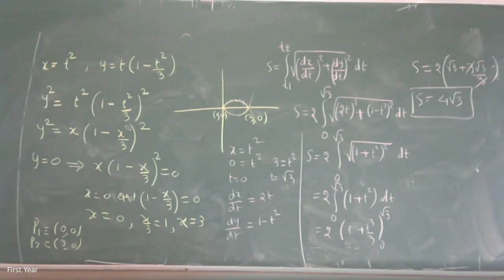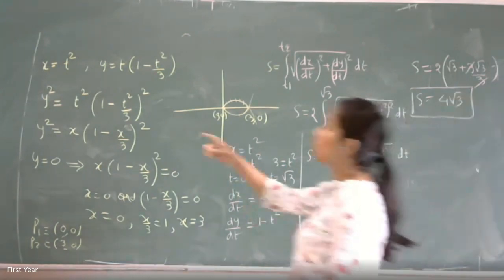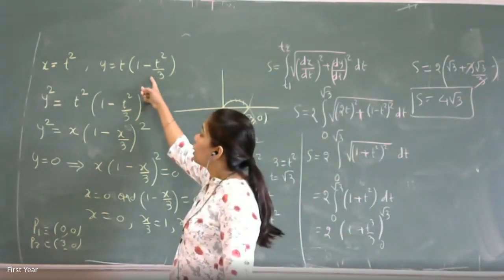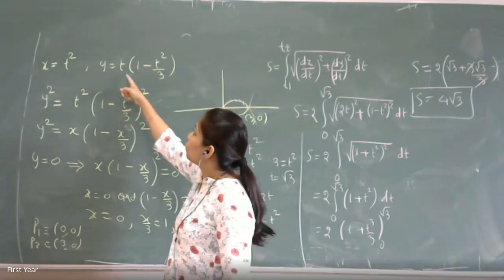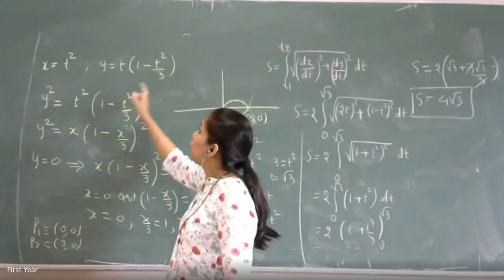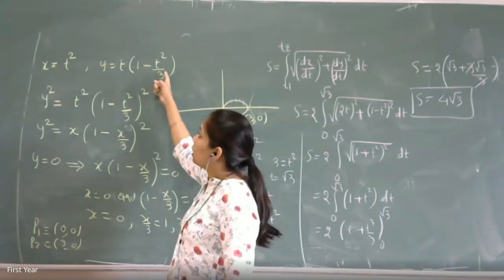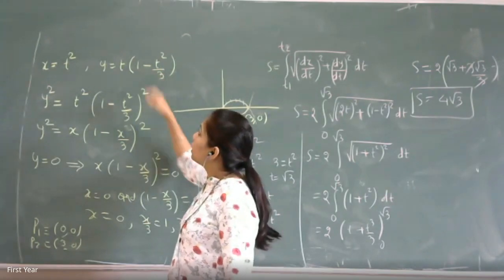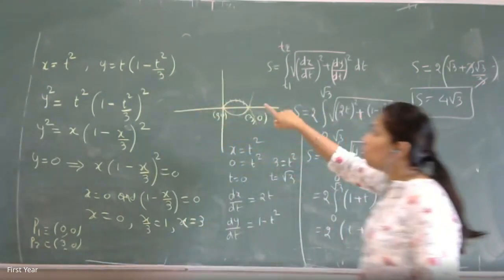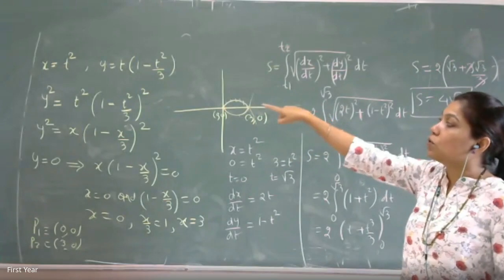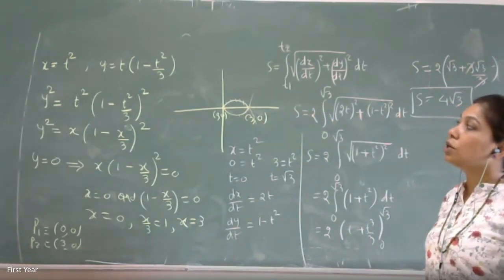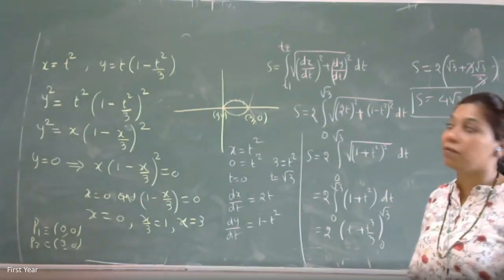If you don't want to convert it to x and y, you can put t equal to 0, that will give you x equal to 0. Put t equal to 0, you get y equal to 0. When you put t equal to root 3, y will become 0 and x will become root 3 square, that is 3. That way also you can find the extent of x and y.